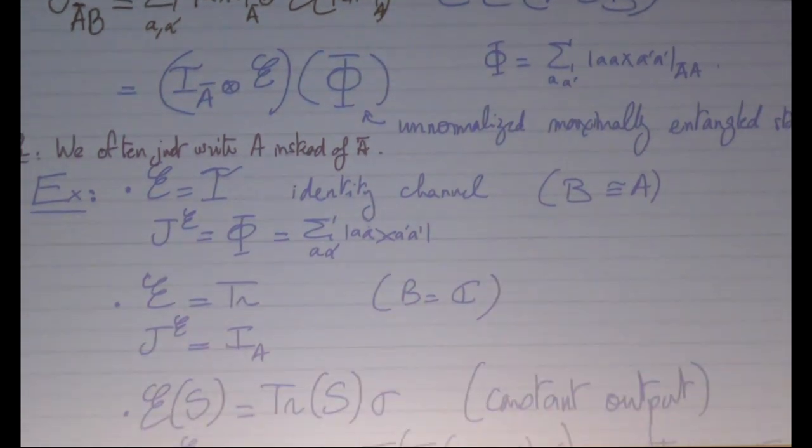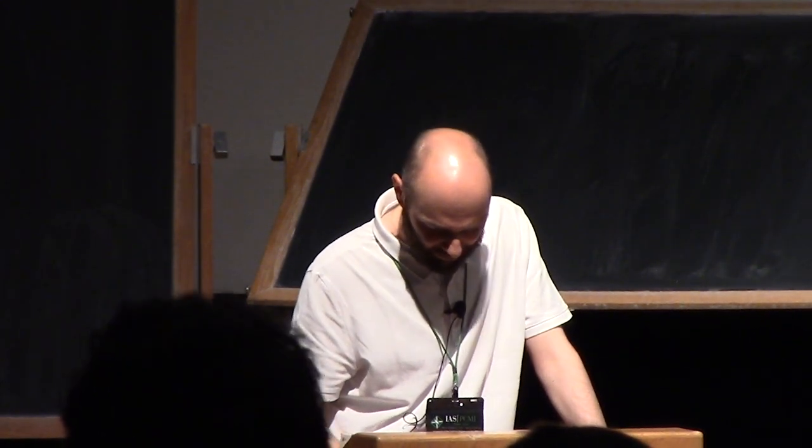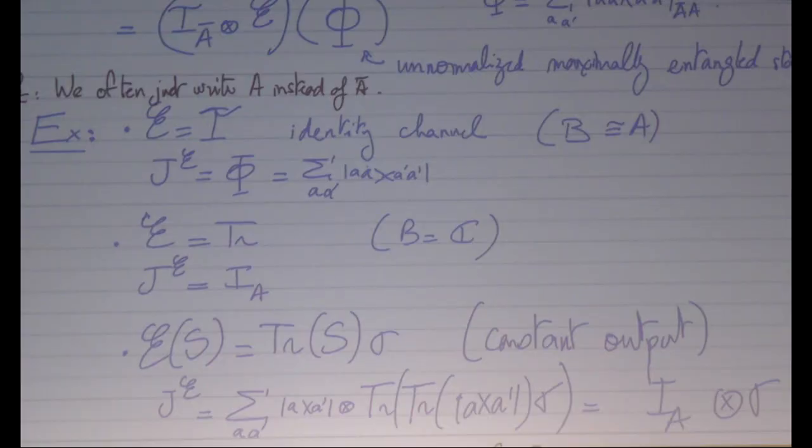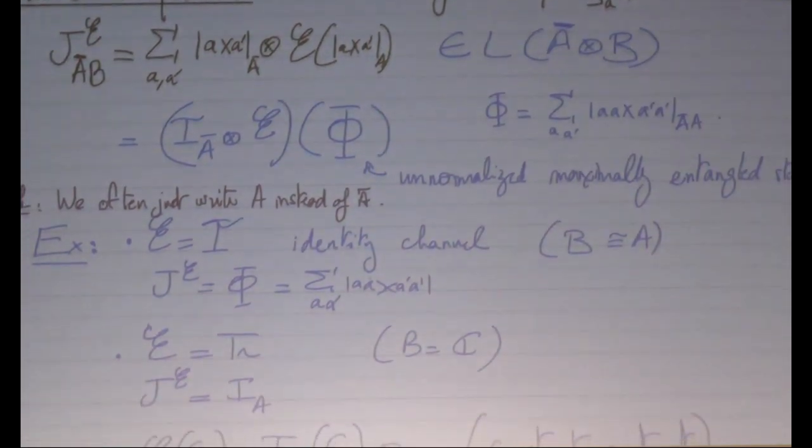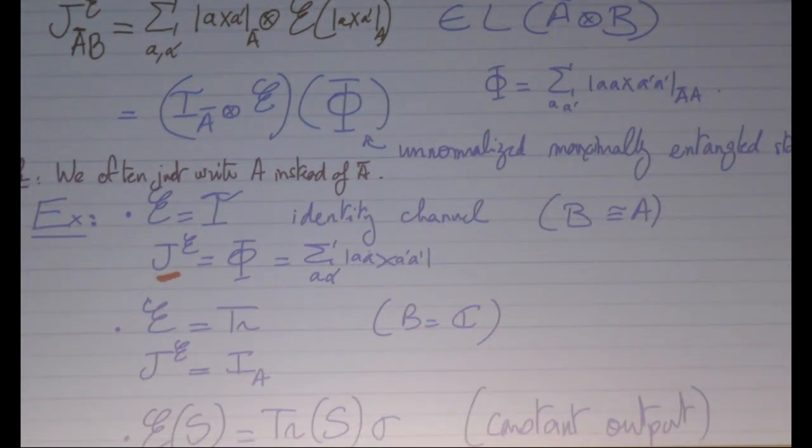So let's see a few examples. If I take the identity channel, the channel just does nothing, then B and A are the same space. Then of course E does nothing, and so the Choi state is just this maximally entangled operator.